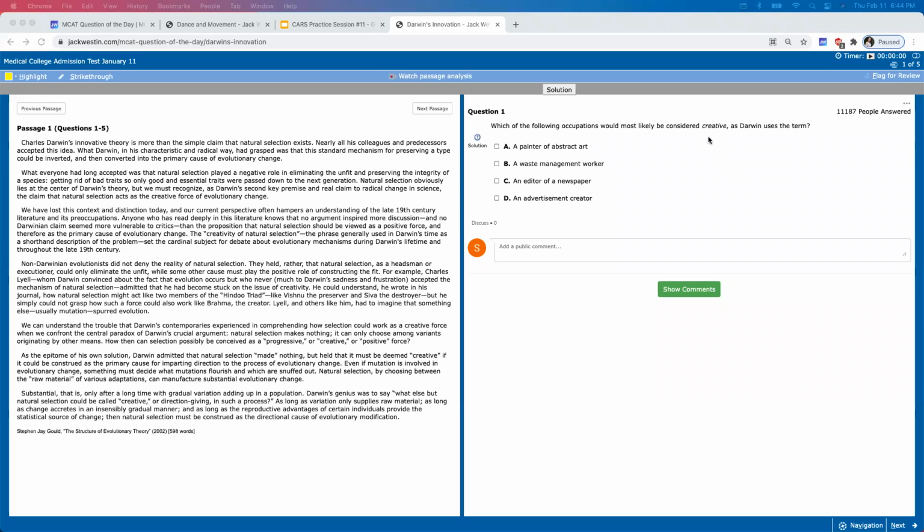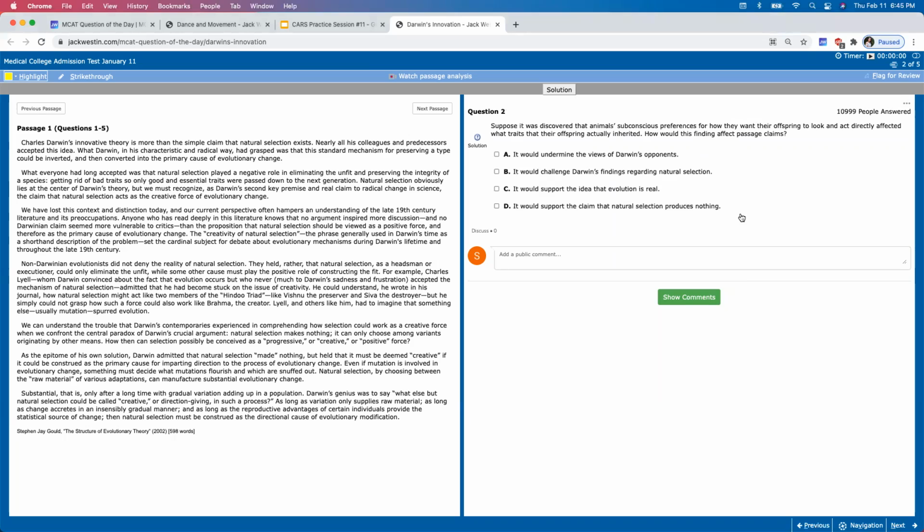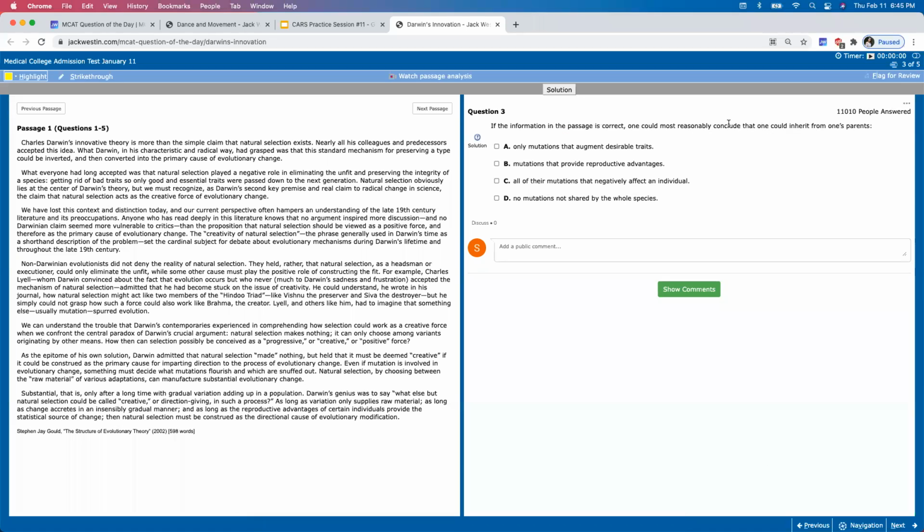Or I guess, sorry, let me read the questions again. Which of the following occupations are creative? Suppose it was discovered that animals' subconscious preferences for how they want their offspring to look and act directly affected what traits their offspring actually inherited. One can conclude that one would inherit from one's parents. Wow, these are a mouthful. It is reasonable to conclude that an individual's characteristics are affected by... and Darwin differed from other biologists because what?